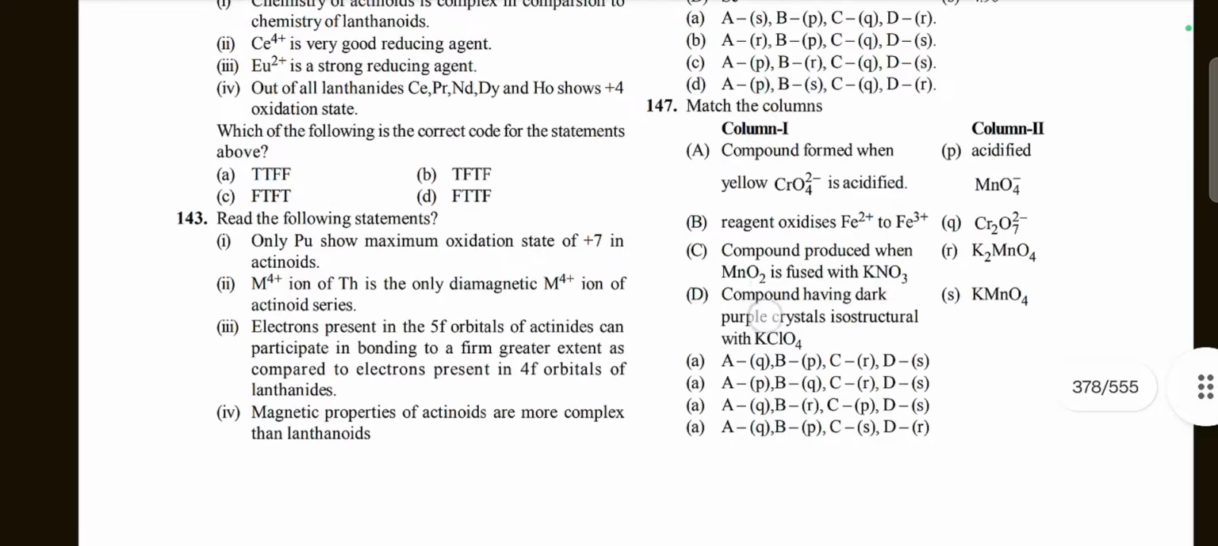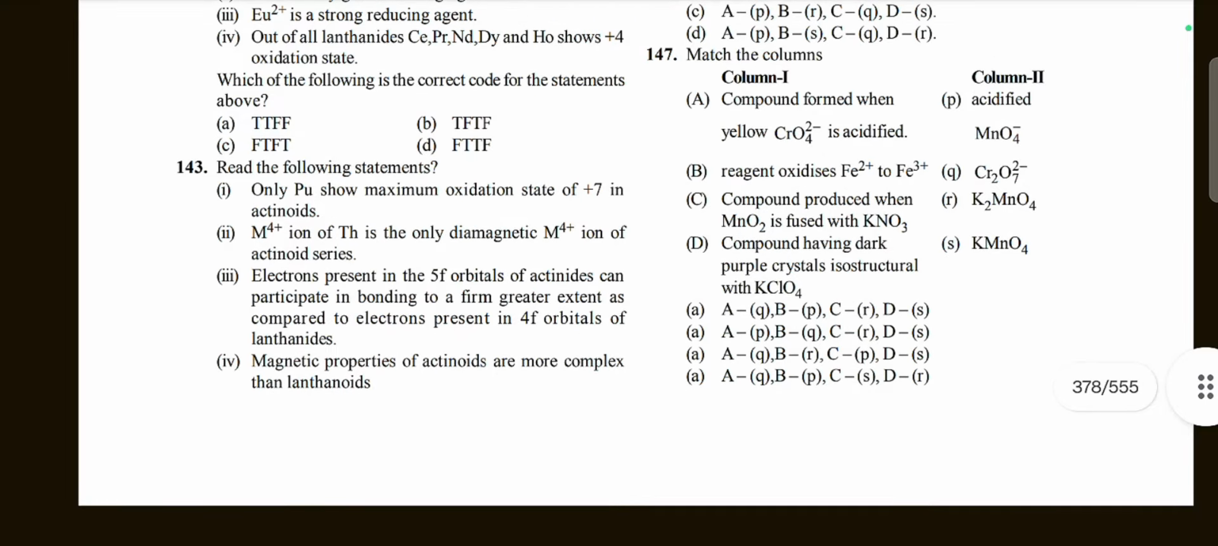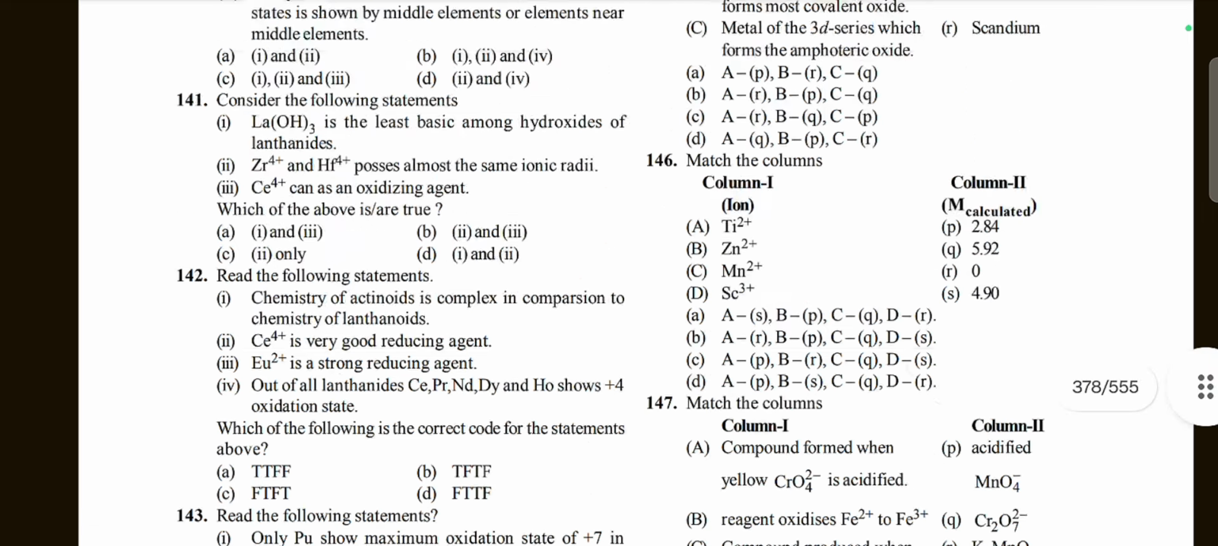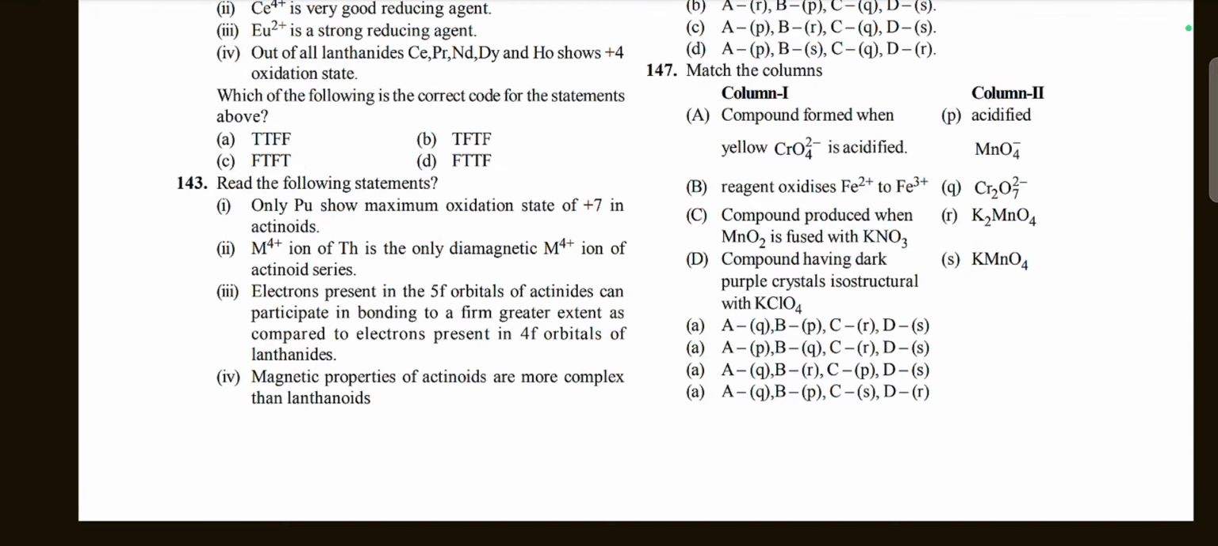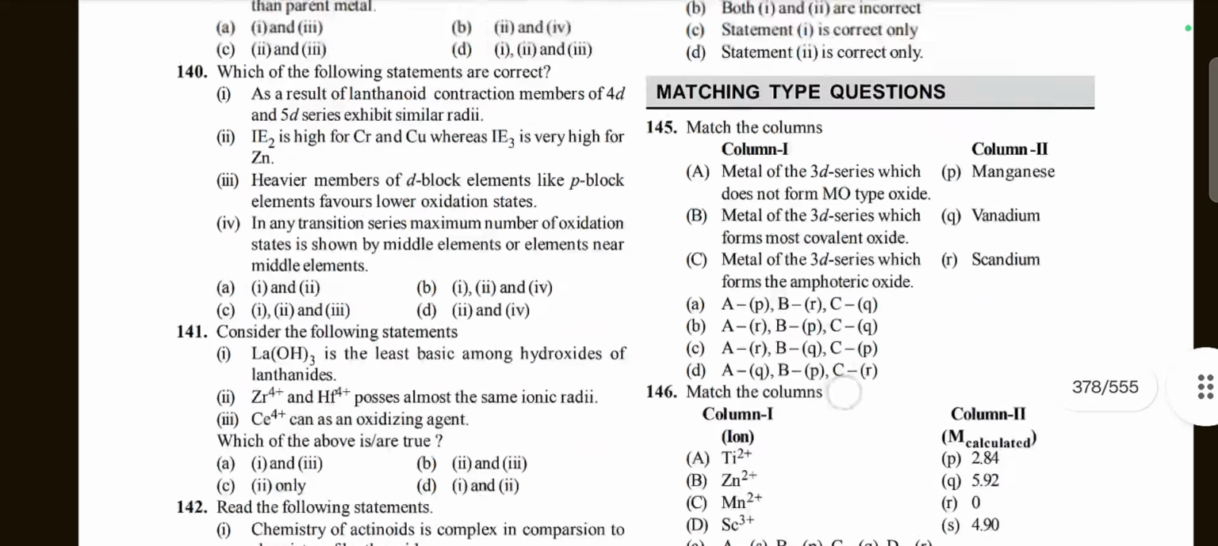True, false, true, false. Read the following. Only Pu shows maximum oxidation of +7 in actinoids. No, both Np and Pu show oxidation state of +7. So, first statement is false. Th4+ is the only diamagnetic M4+ ion of actinoid series. Yes, true. Electrons present in 5f orbital of actinoids can participate in bonding to a greater extent as compared to electrons present in 4f orbital of lanthanoids. Yes, true. Magnetic properties of actinoids are more complex than lanthanoids. Yes, true. So, option A will be the answer.